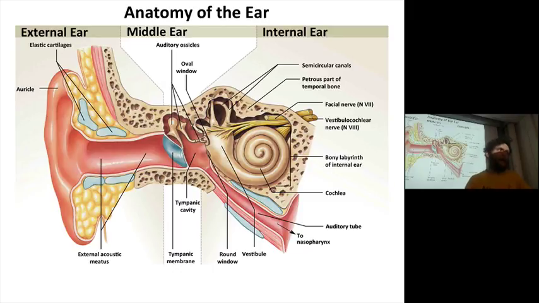And because of that, it is, well, no, it's causality here. So because there are such delicate structures, the three tiniest bones in the body, the delicate structures of the inner ear, they are housed in this highly dense part of bone called the petrous temporal bone.